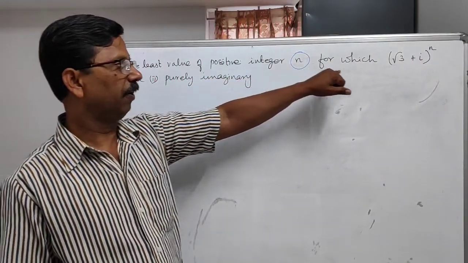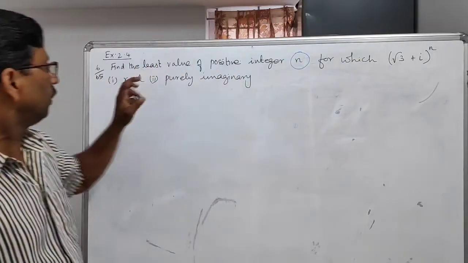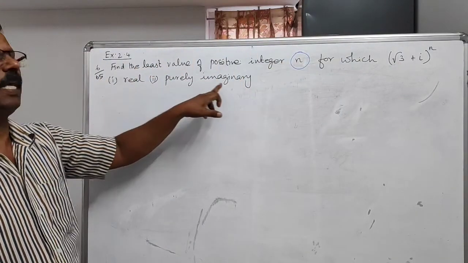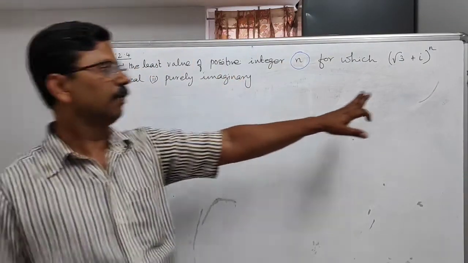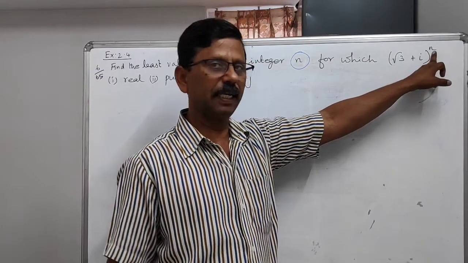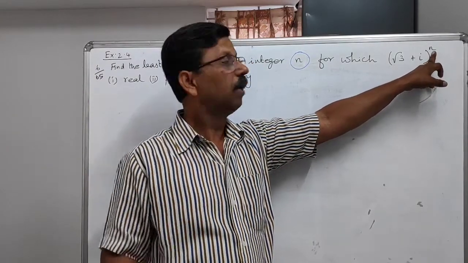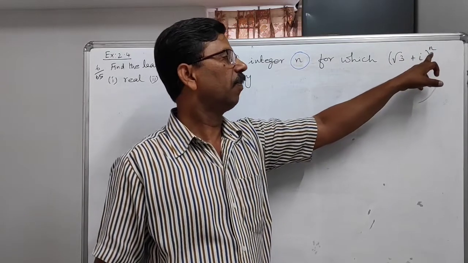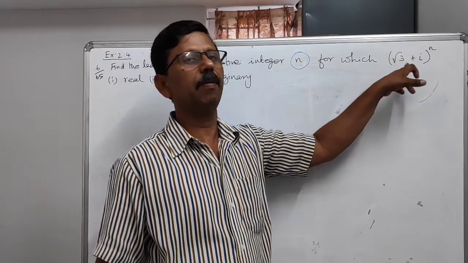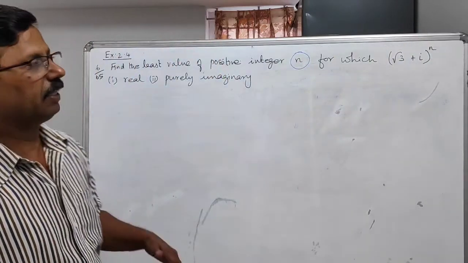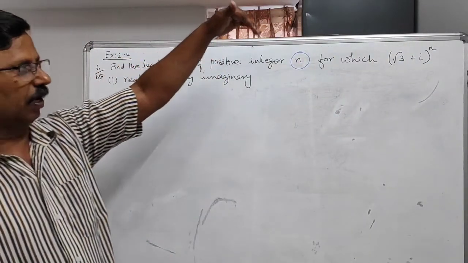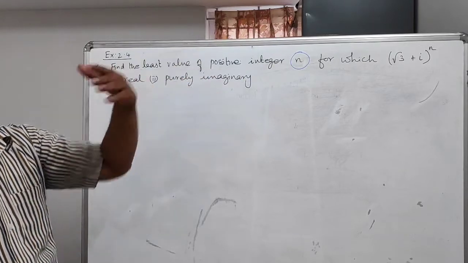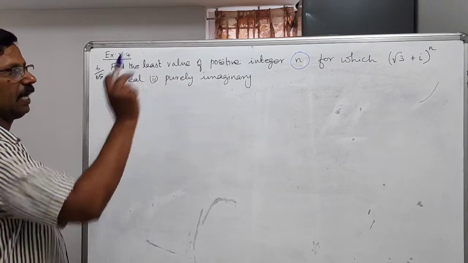Find the smallest positive integer n for which (root 3 plus i) whole power n is real, and for which it is purely imaginary. That is, you have to find for what smallest value of n this is real, and for what value of n this will be imaginary. For that, we can give the values for n one by one. Then we can find when it is real and imaginary.